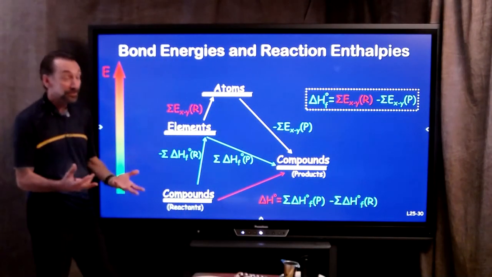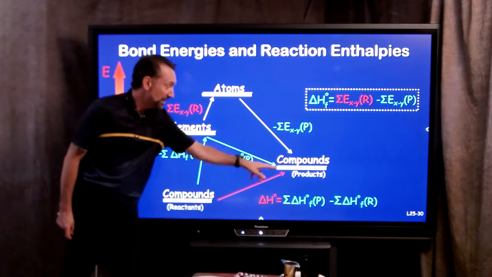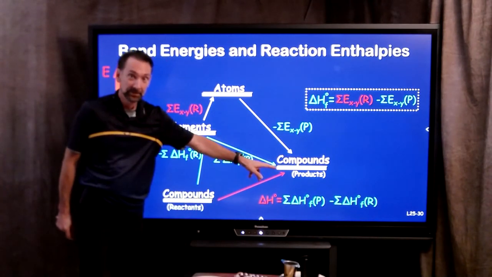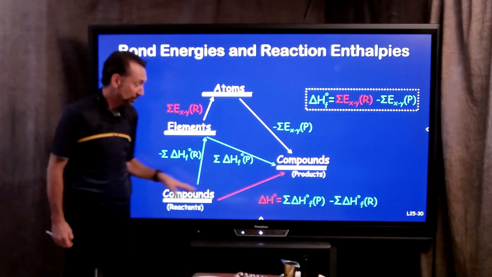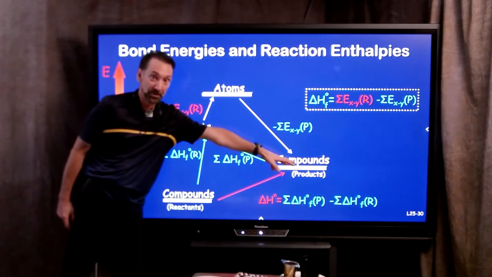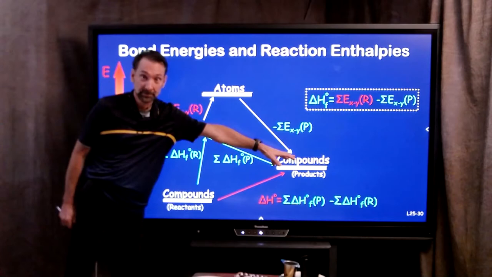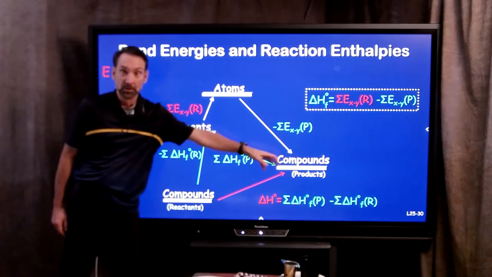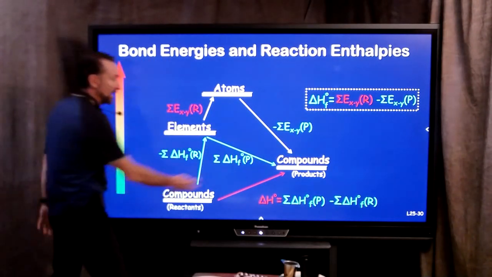So it may not be a real situation. This might not be what you would measure in the lab in your calorimeter, because you certainly wouldn't probably start with all the products already there. You would take the reactants and go to products. So you could measure that one.